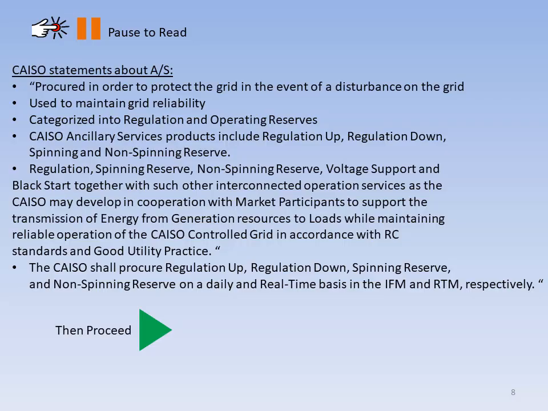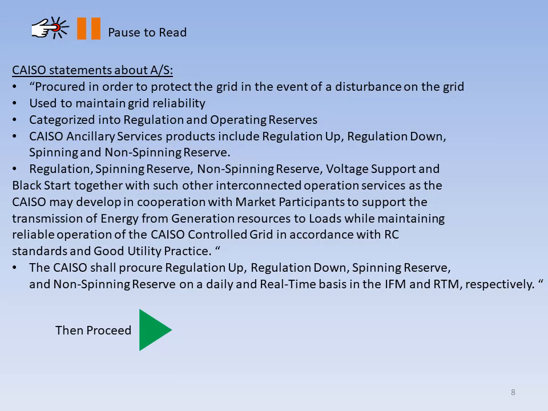Now that we've discussed ancillary services in the most general sense, let's sharpen the focus to the CAL-ISO Balancing Authority. Here are some statements taken from caliso.com. Ancillary services are procured in order to protect the grid in the event of a disturbance on the grid. They are used to maintain grid reliability in accordance with Reliability Coordinator standards and good utility practice. They are categorized into either regulation or operating reserves.